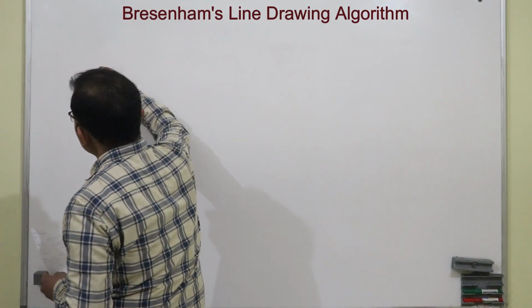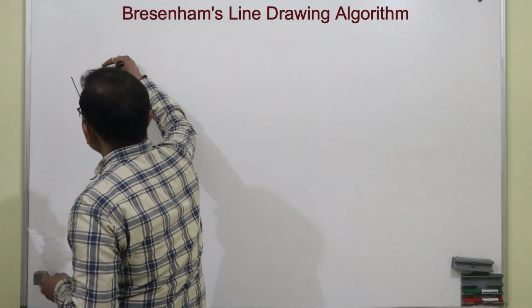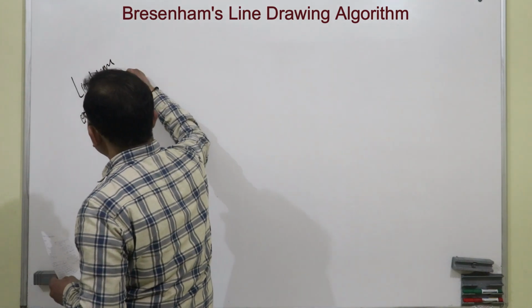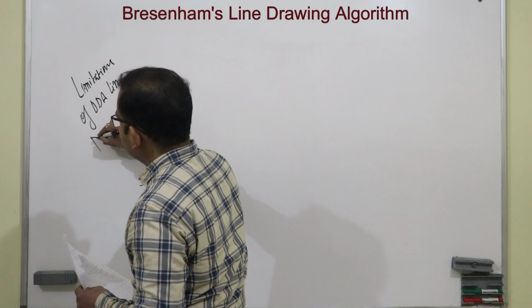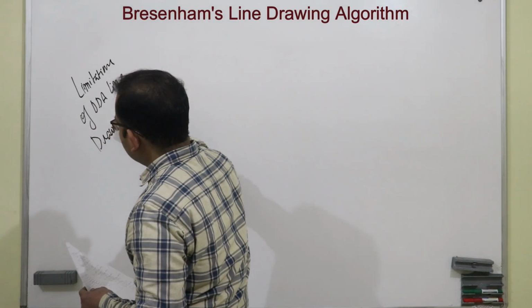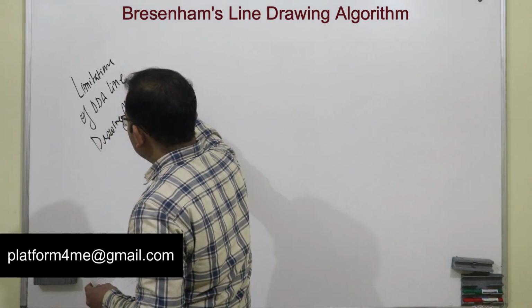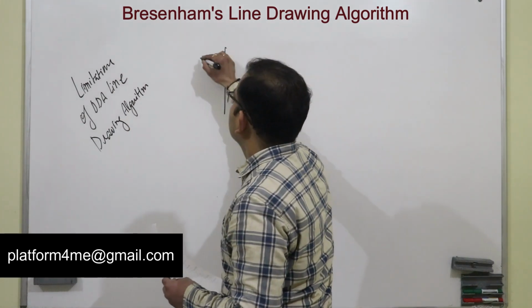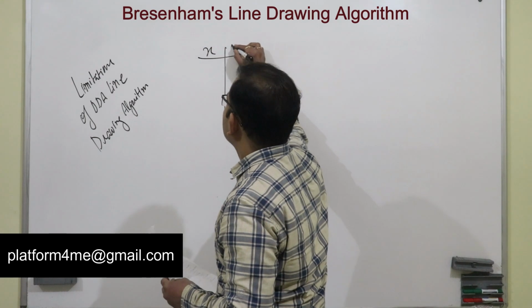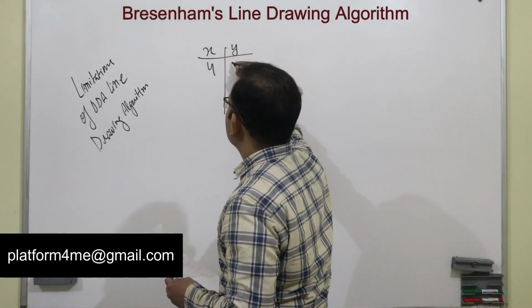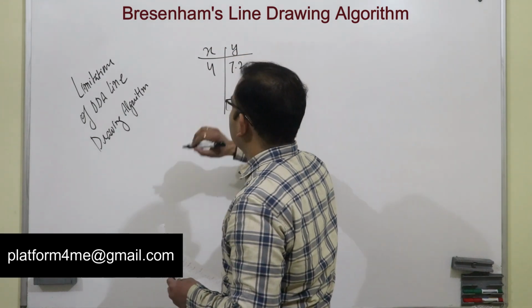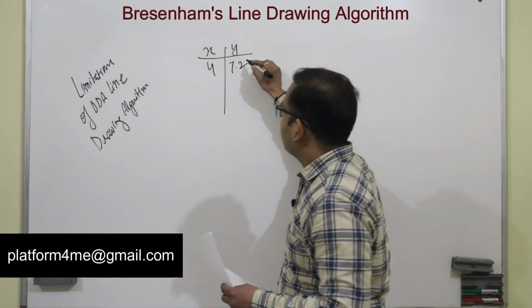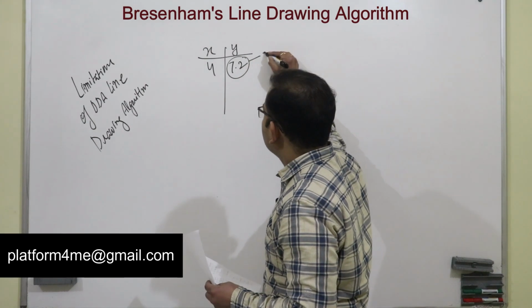So, limitations of the DDA line drawing algorithm. Suppose coordinates are 4, 7.2. So in the DDA algorithm, what will we do? We will round off this value and it will come 7.